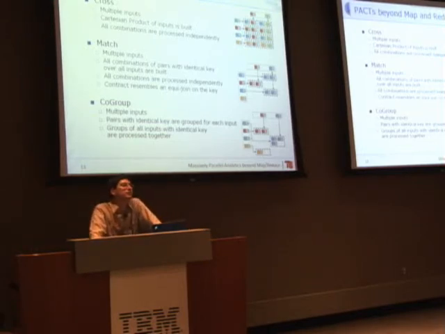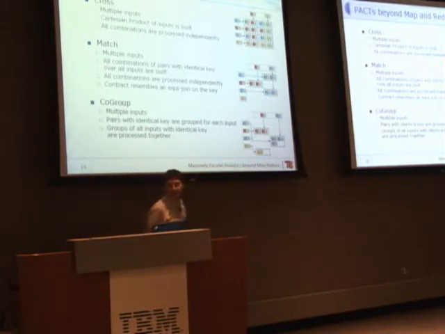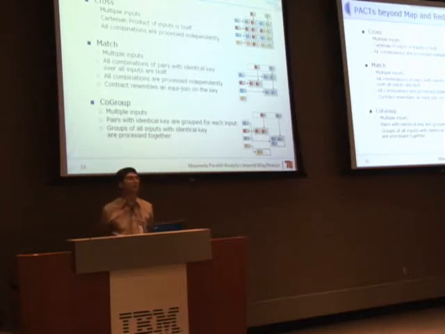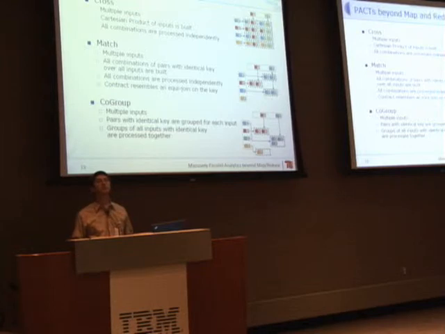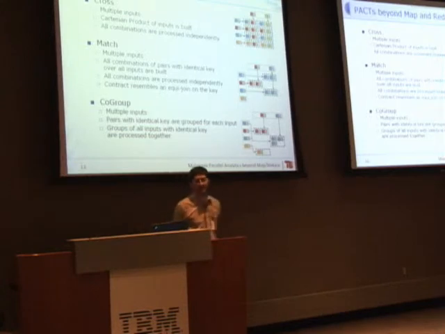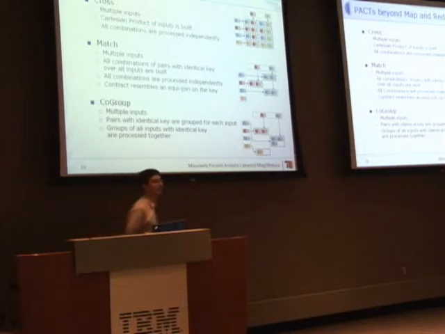So one function is cross, which of course is a bad function. We can think why, right? Because cross really does a Cartesian product. So it builds a Cartesian product of the inputs, so it has multiple inputs. So it's a very big difference to traditional map and reduce, where you always have a single input stream. Here you have multiple inputs. And the cross contract says that all combinations are generated and will be processed independently. That's what a cross contract will state.